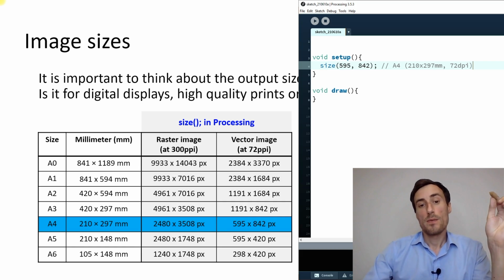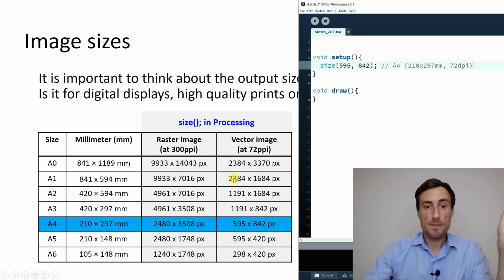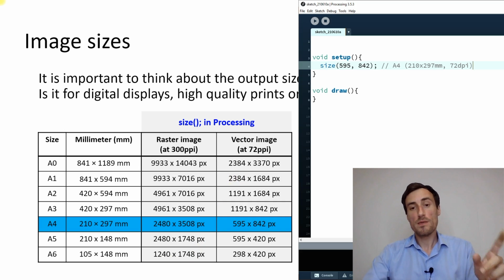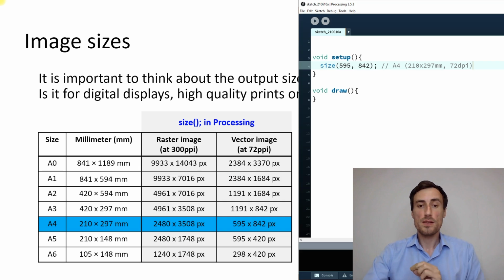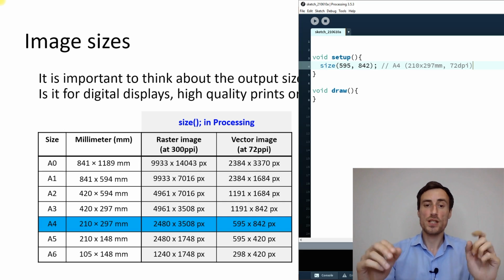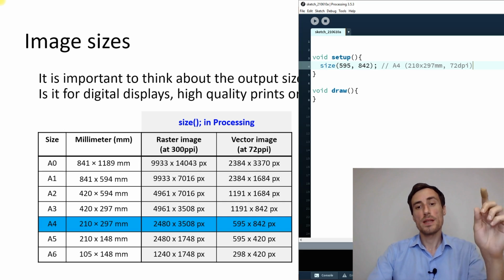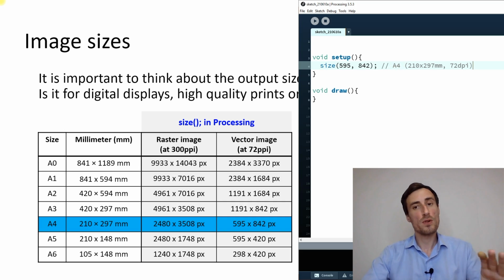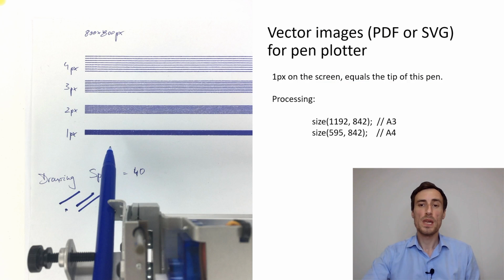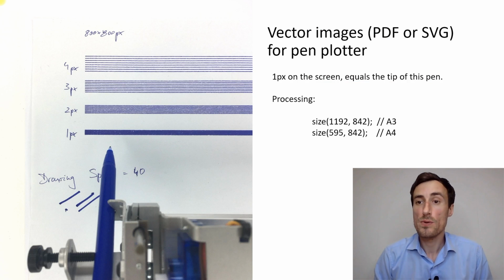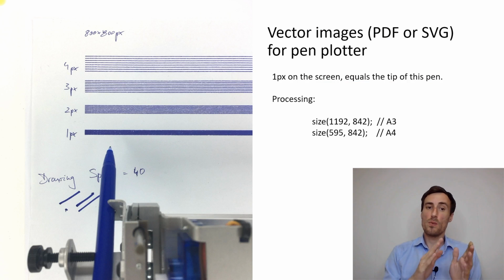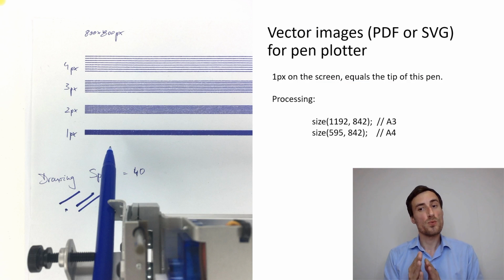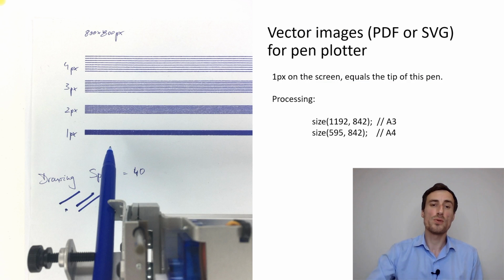Why I show you these two things, I will talk about in more detail in the next two videos, especially how to export the raster images and how you can actually see the image on the screen. But when I export A4 or A3 images in Processing that I want to use for my pen plotter, I usually use 72 ppi, because 1 pixel on the screen usually equals the tip of the pen that I usually use in my case.